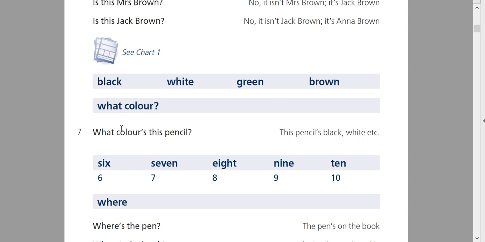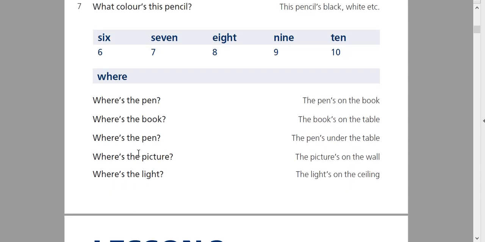What colour? What colour's this pencil? This pencil's black, white, etc. 6, 7, 8, 9, 10. Where? Where's the pen? The pen's on the book.